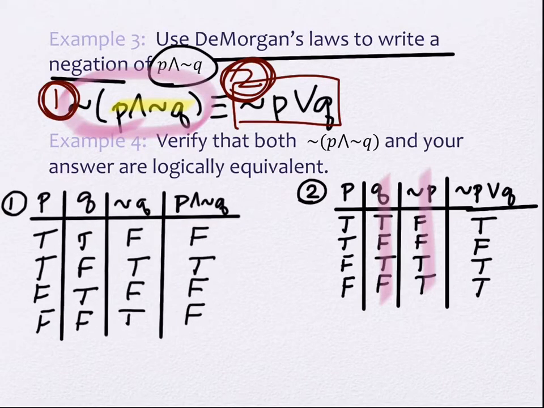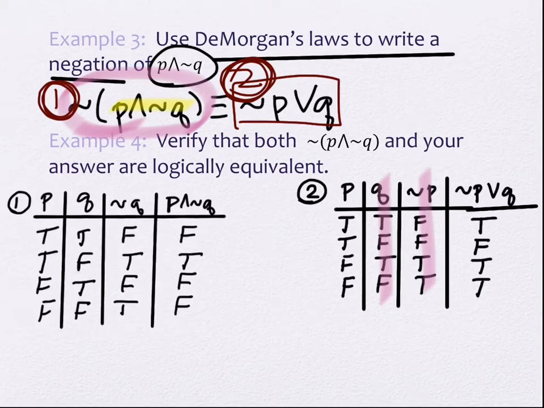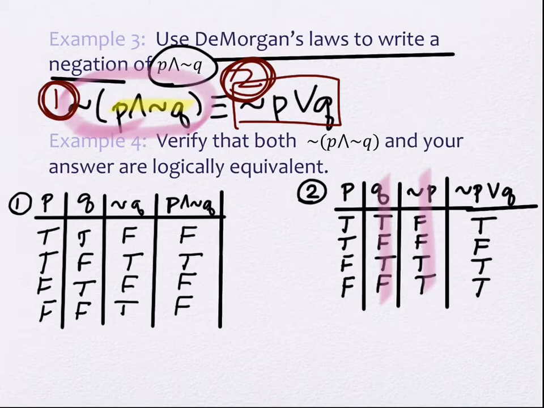Okay, let me shrink it just a little bit. Does anybody know what the column is that I'm missing on my first table? Look back at what the first number 1 said. No, not tilde P.